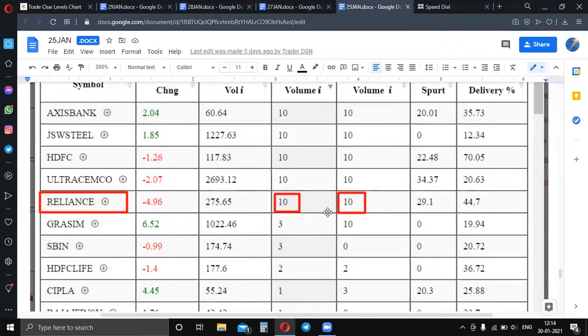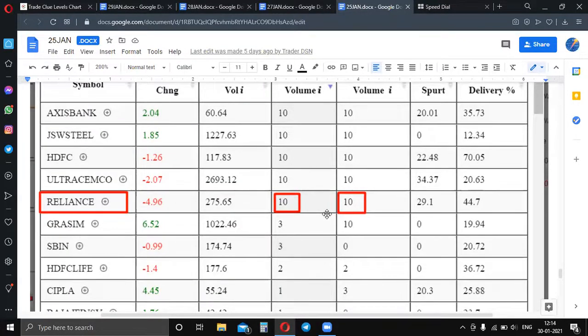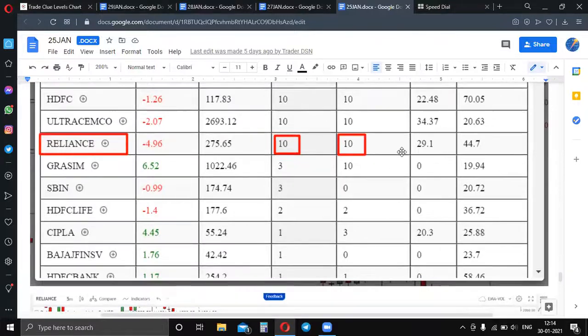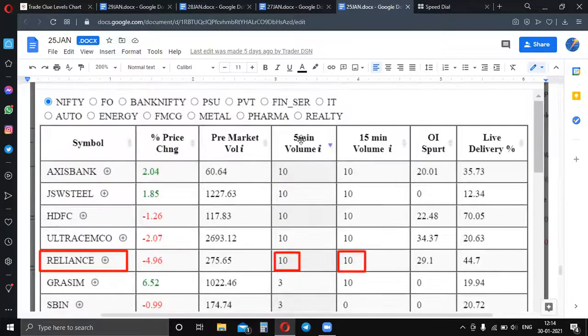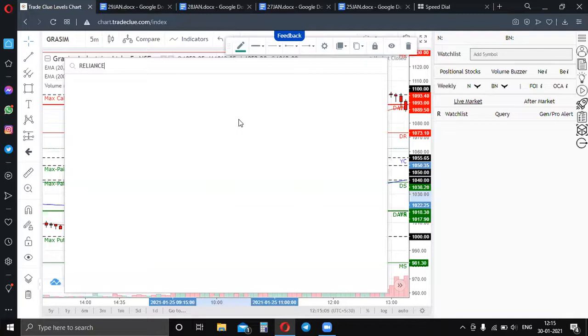The second one was Reliance on the same day. If you see, both 5 and 10 minutes were showing 10 out of 10. That means the highest volumes, right? A very good open interest. Spots are also generated over there. Delivery percentage was also higher. Now let's go and check Reliance.